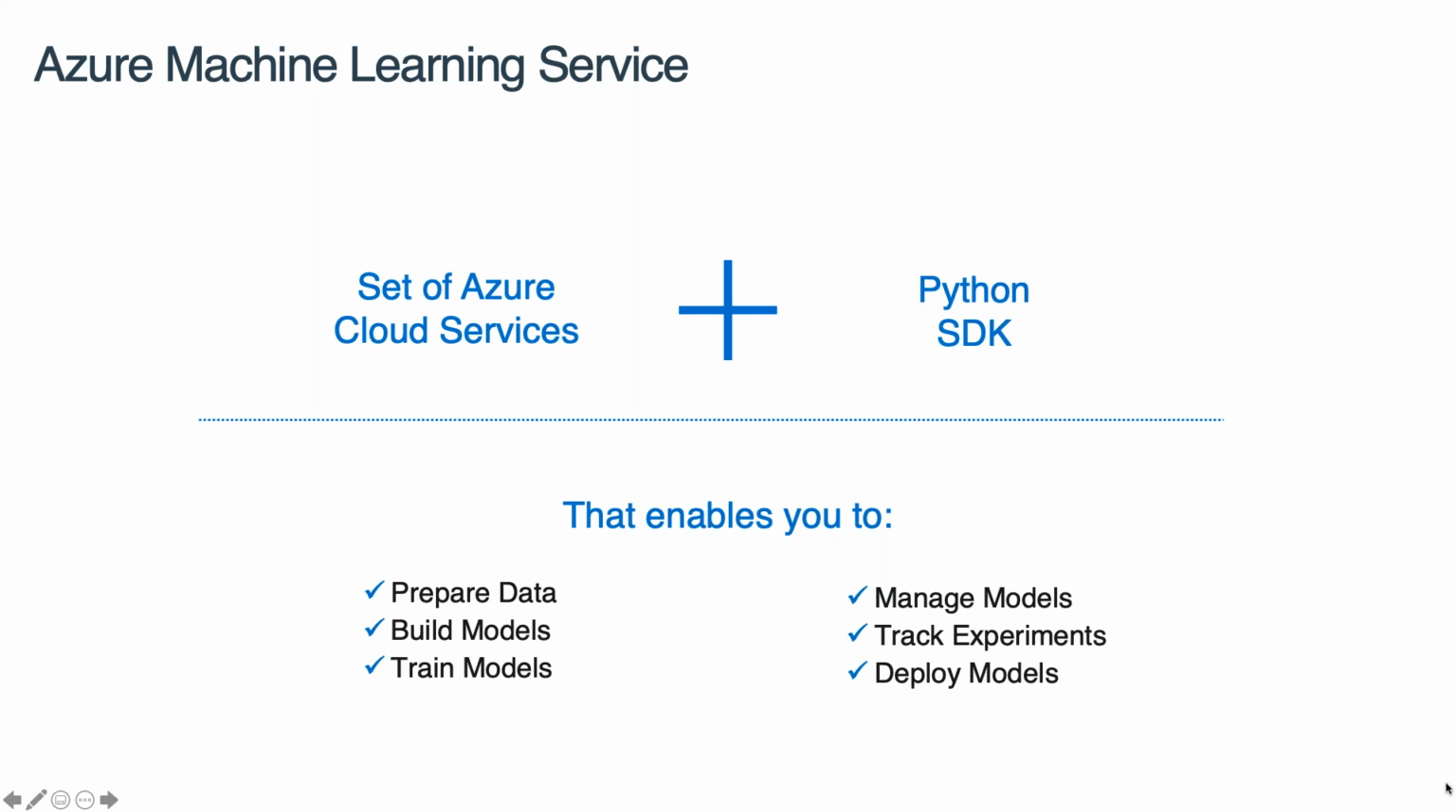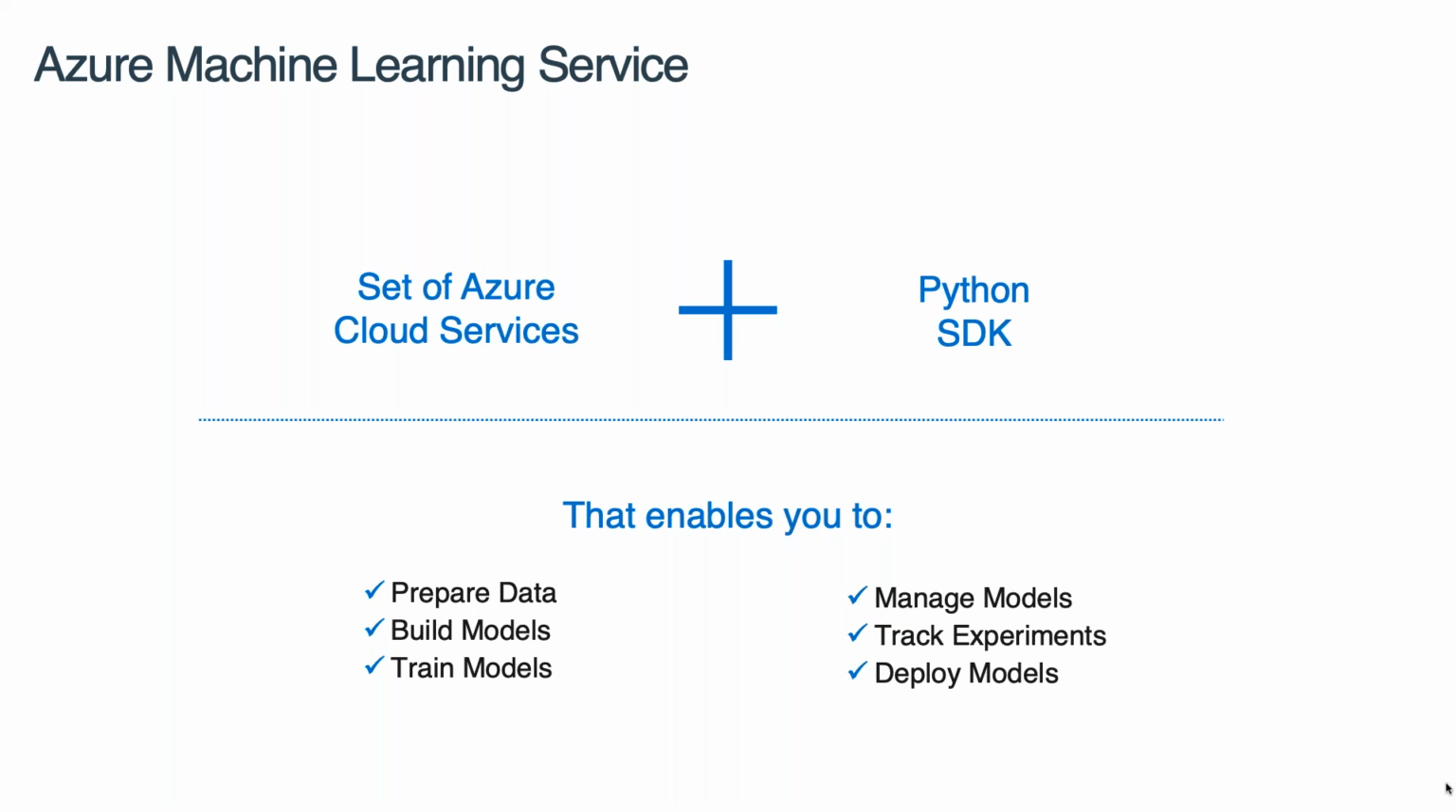And all of this is available as a set of cloud services on Azure. And the set of cloud services is accessible via a Python SDK. And with this set of services, we enable you to prepare data. We have a data preparation SDK so that you could get data into the right shape and the right form to be able to feed into your model. You can build the models and train them, as we talked about in the previous slide. You can manage the models.